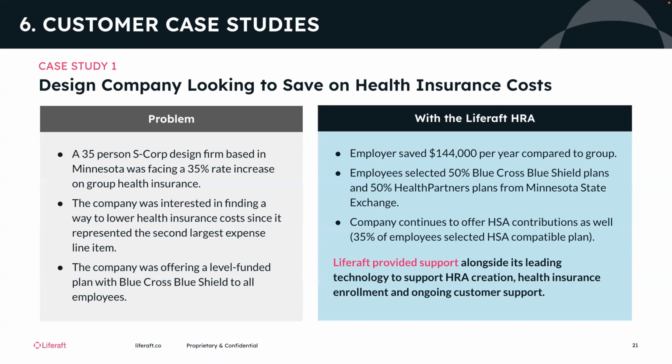So, I think this is, to me, the value of the individual coverage HRA in a nutshell. Company saved $144,000 a year. Everybody stayed on really high quality plans. And we even saw people switch from Blue Cross back to Health Partners, which was a company they had offered before. And really, I think everybody has been incredibly happy with how that's turned out. And so to me, this really brings this account to life.